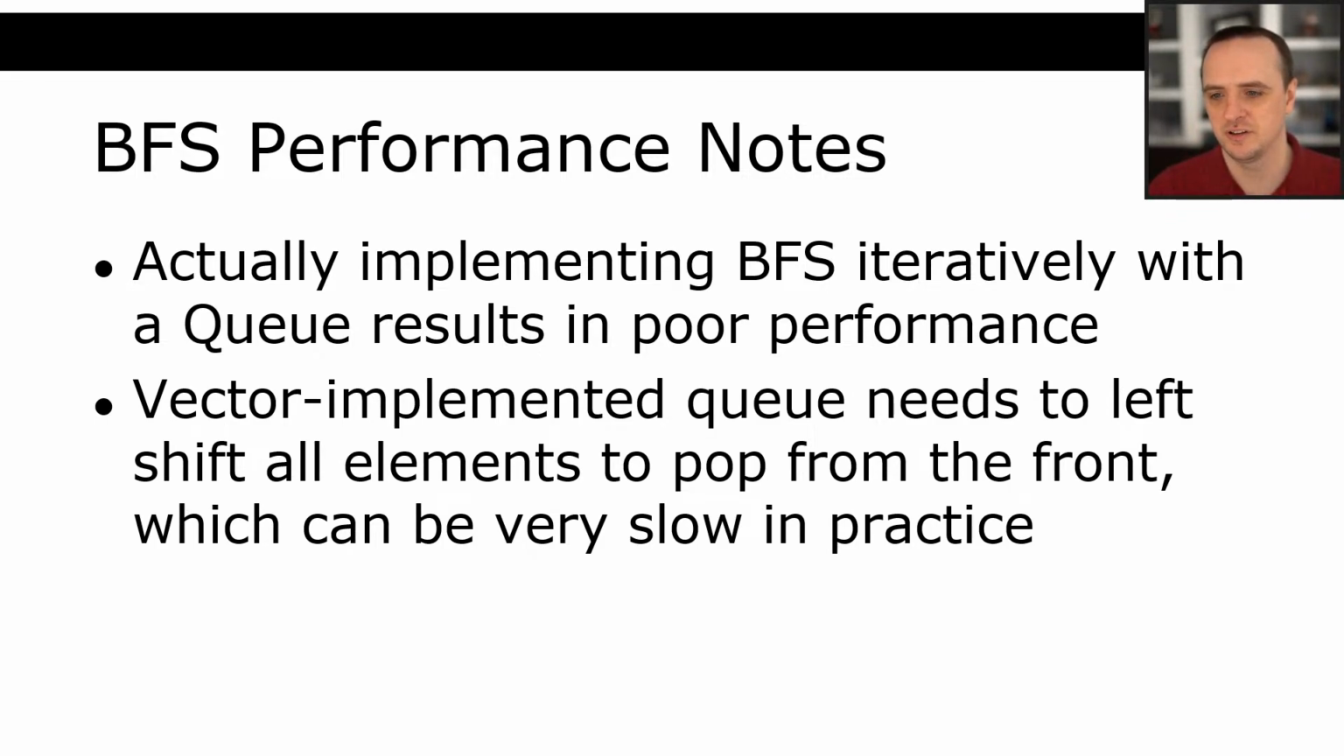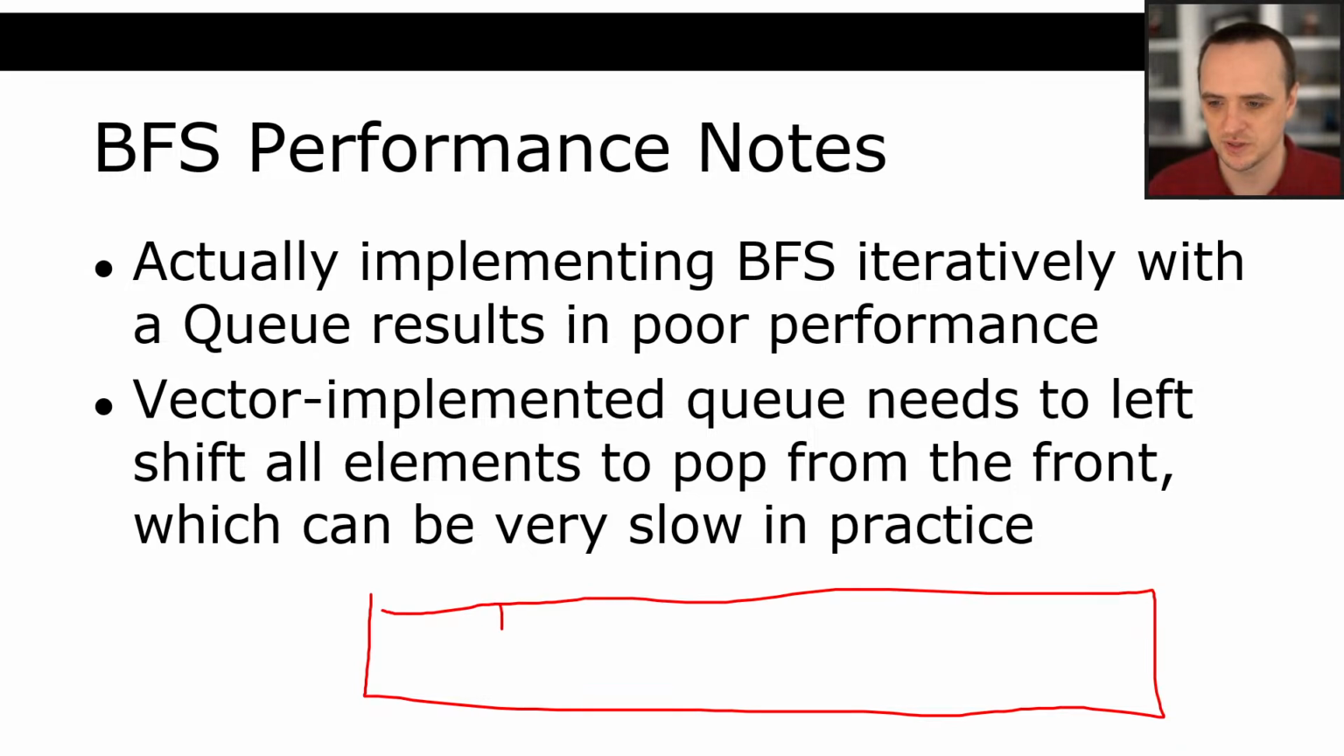Vector implemented queues. So if we use a queue in C++ or in JavaScript or whatever, if we remove from the first element of a queue, then it has to shift all of the elements to the front, okay? Which in practice can be very, very slow. What do I mean by this? Well, let's draw a vector down here. This is my rudimentary vector. Here we go. So we've got a vector, it's got 6 elements in it.